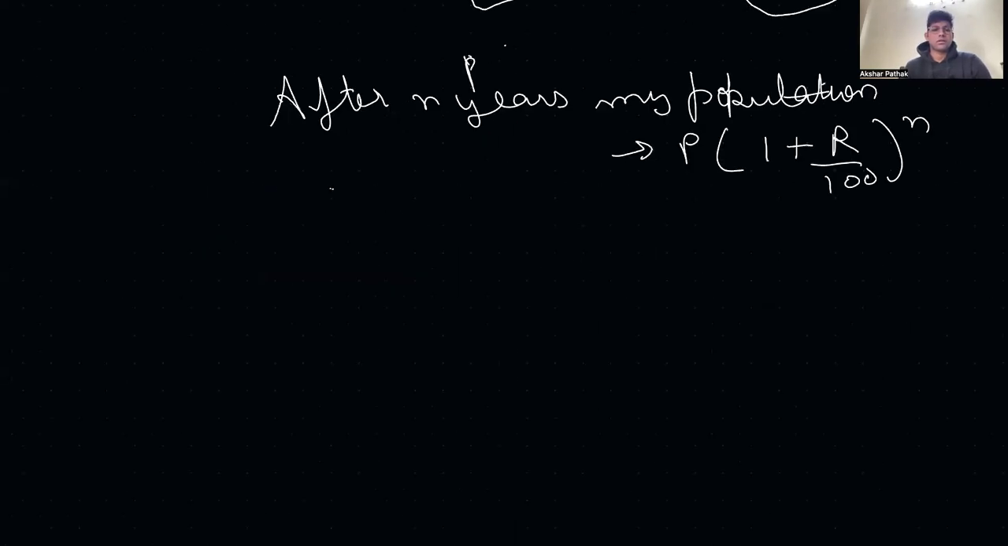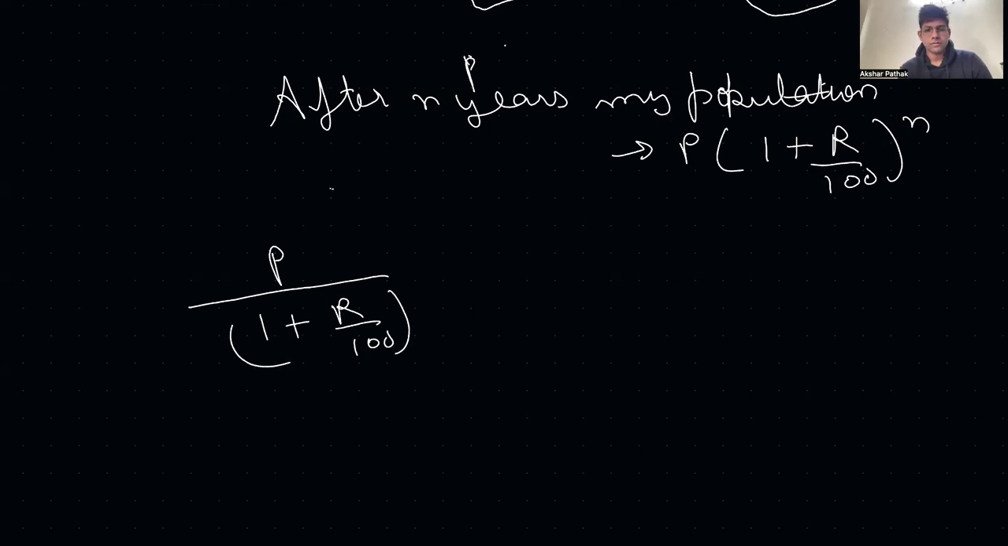Now I'm asking you one question. If I'm given a principal value P, and we are calculating after n years, what's the value of P? If I ask you what was the value n years ago? Okay. So its formula is P by 1 plus R by 100 to the power n. Okay. This is the formula.